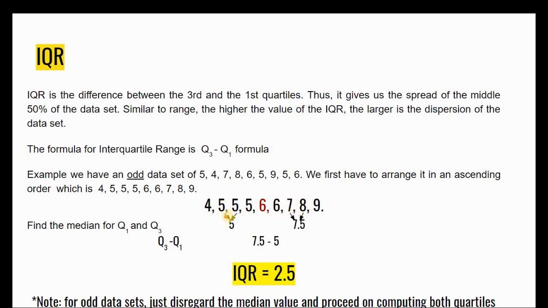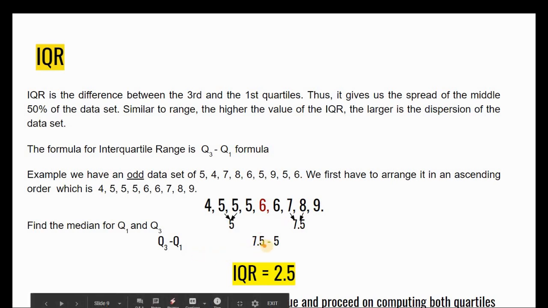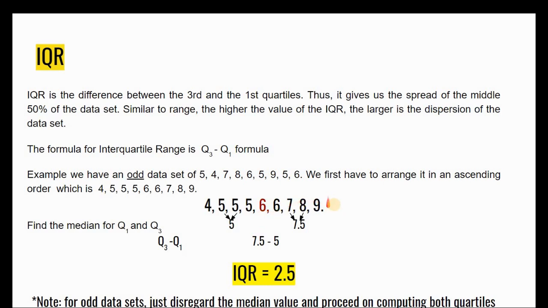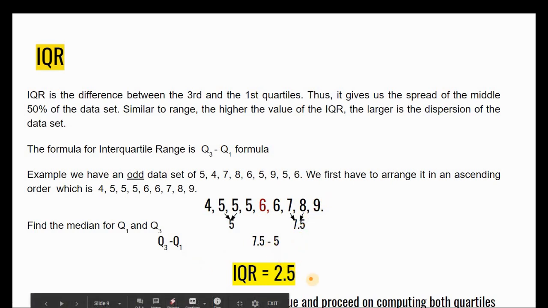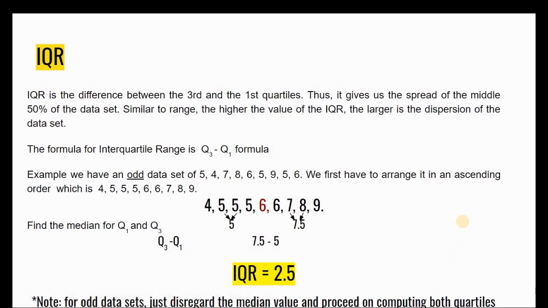And then you would still do the same. You get the median of the first half and the median of the second half. In our case, the median is still the same, unless the number we added is different. Let's say 9. If I put 9 here, it would shift, and the median for the third quartile would change. But since the added number is in the middle, our second half was not affected. So it is still 7.5. So, 7.5 minus 5 is 2.5. Again, for odd data sets, just disregard the median value and then proceed on computing both quartiles.